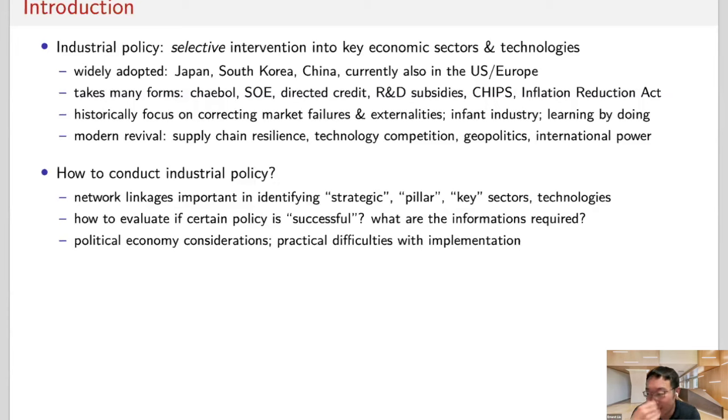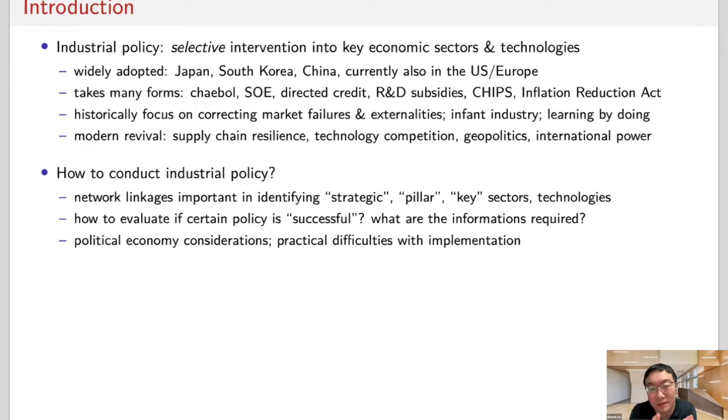Now, industrial policy, as part of the introduction that Markus gave, takes many forms. Historically, it facilitated the formation of conglomerates or the chaebols in South Korea. In China, it takes the form of state-owned enterprises occupying many of the key sectors in the Chinese economy. It can take the form of directed or subsidized credit to certain sectors or R&D subsidies. And more relevant in the US, the CHIPS for America Act or the Inflation Reduction Act for green innovation.